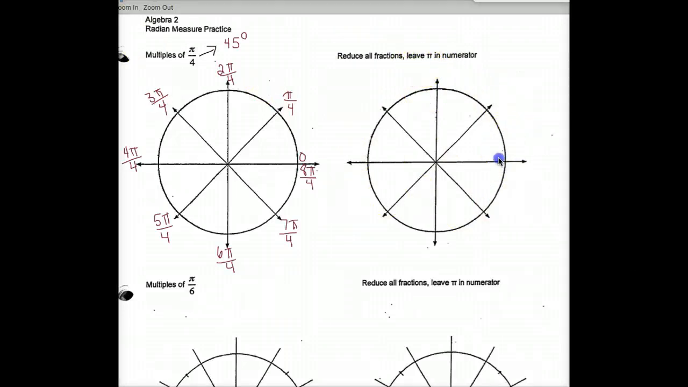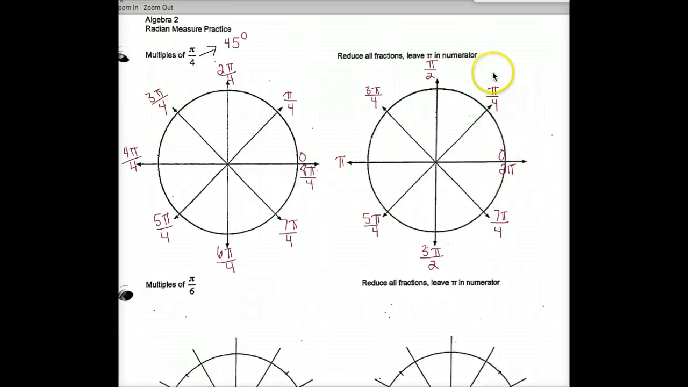So, of course, 0 is our starting point. That stays. Pi over 4 doesn't reduce. 2 pi over 4 does. That reduces to pi over 2. 3 pi over 4 does not reduce, so it stays. 4 pi over 4 is 1, so 1 pi is just pi. 5 pi over 4 does not reduce. 6 pi over 4, they're both divisible by 2, so 3 pi over 2. 7 pi over 4 does not reduce, and 8 pi over 4 is the same as 2 pi.